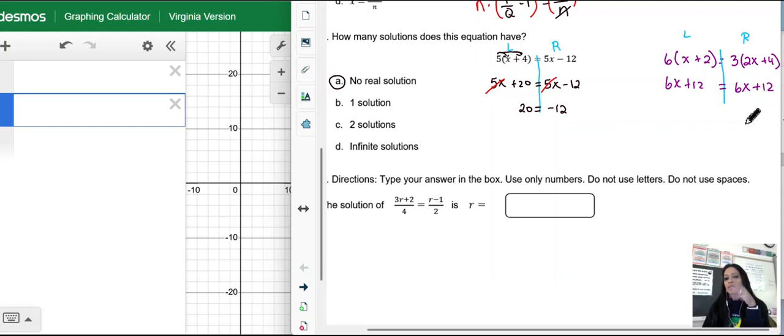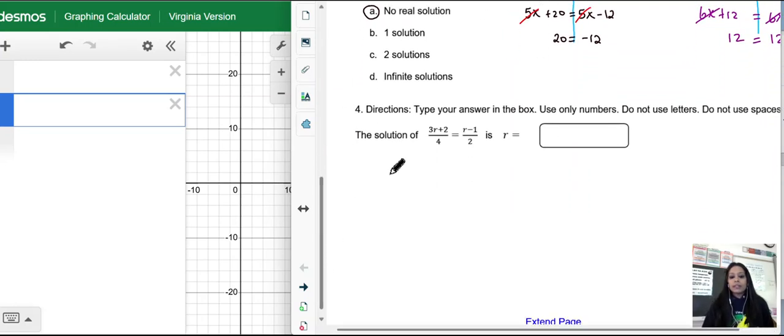12. Notice it's the same thing on both sides, right, Joe? Even if I take out the 6x, I have 12 equals 12. I can actually take those out too, but I'll just leave it here. When you have the same number on both sides, that would be infinitely many solutions. Okay?